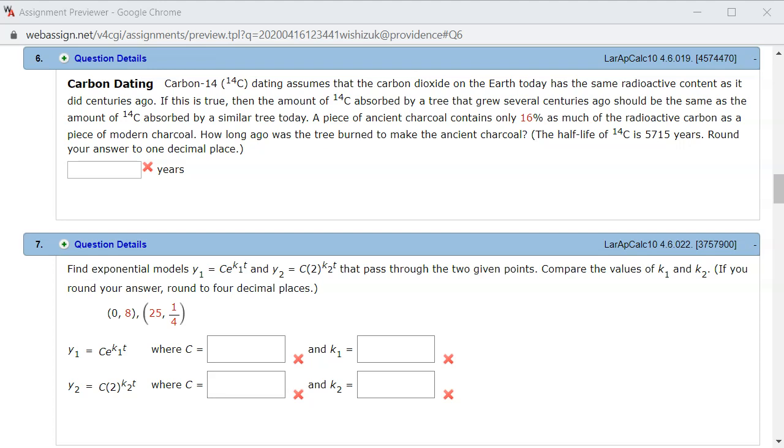All right, let's look at this carbon dating problem. It says this carbon-14 has a half-life of 5,715 years. Ancient charcoal contains only 16% of the original amount, and we want to know how old this piece of charcoal is. So let's do that.